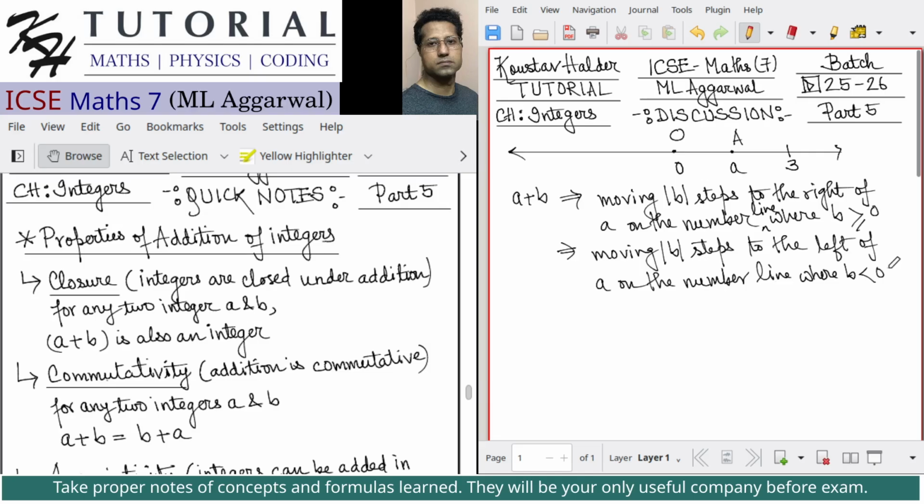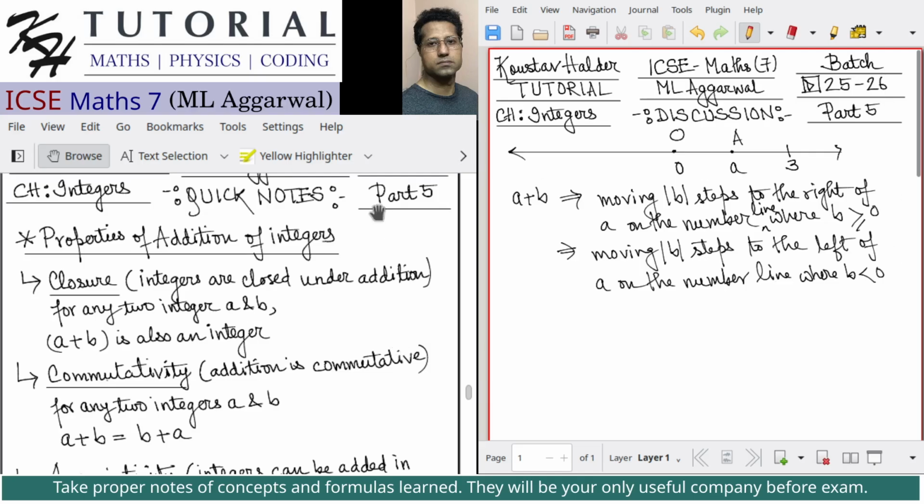So on the number line, if b is positive, then you are moving b number of steps to the right hand side on the number line from the point represented by a. And if you move certain steps either to the right or to the left from an integer, you will obviously land on another integer. So this is one way I can explain the fact that for any two integers a and b, a plus b will also be an integer. So we say that addition of integers is closed, that is, integers are closed under addition.